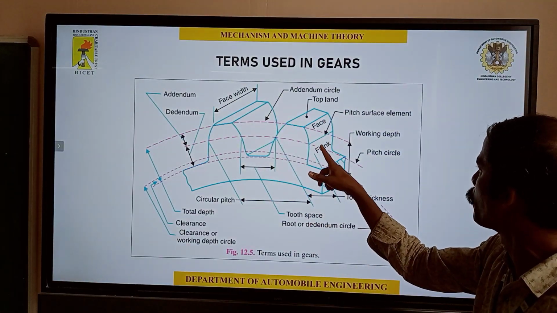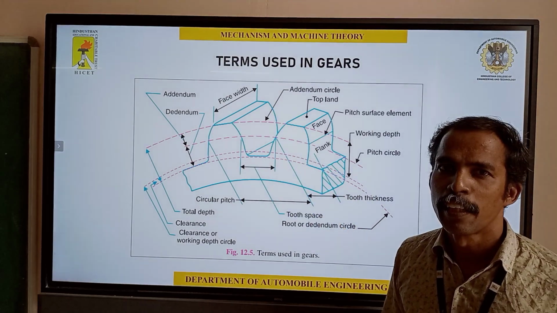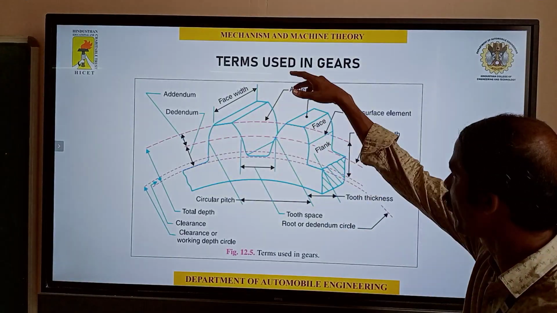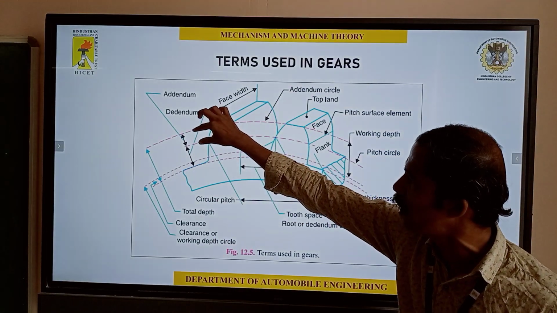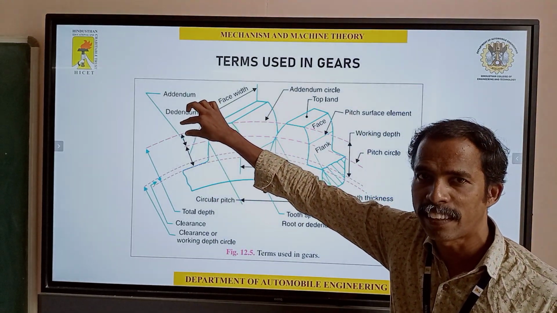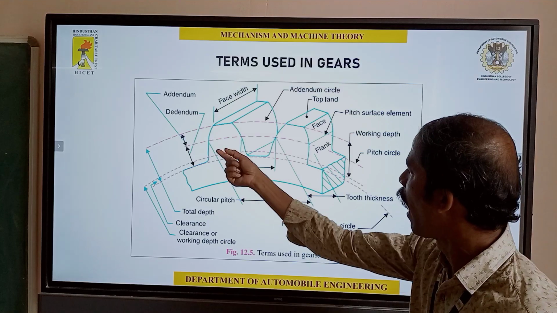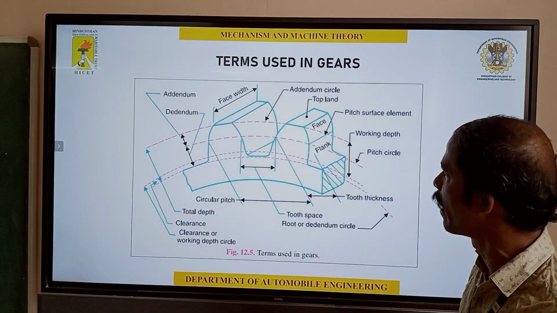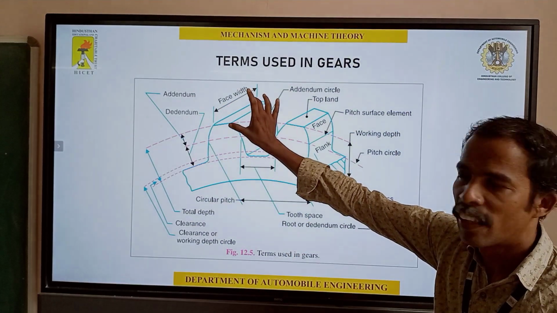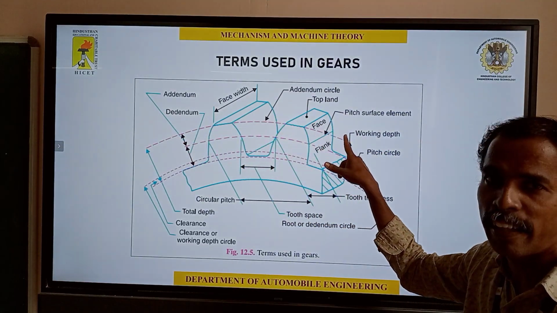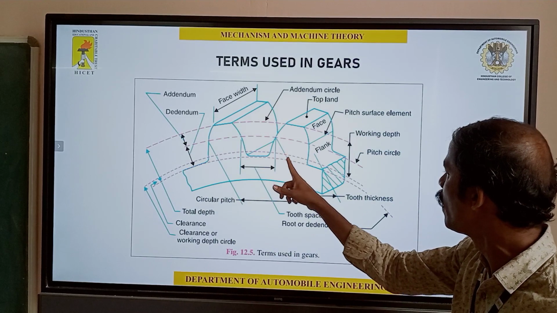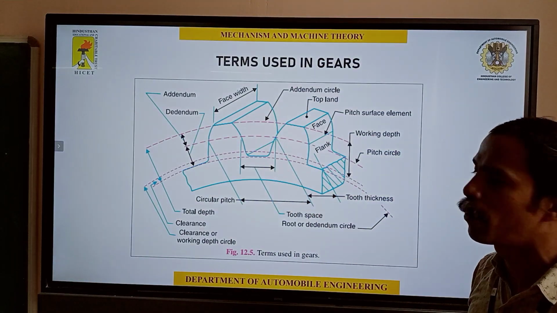The first line is the pitch circle. The pitch circle separates the whole gear part into two types. The portion above the pitch circle is called the addendum, and the portion below is called the dedendum. Then face width. Then the addendum circle: if we draw a circle on the addendum line, this is called the addendum circle. Similarly, we have the dedendum circle.